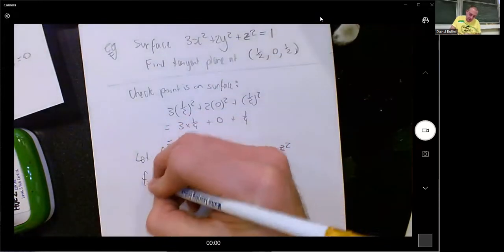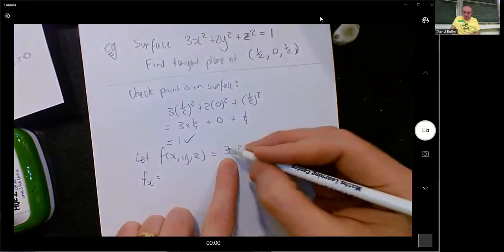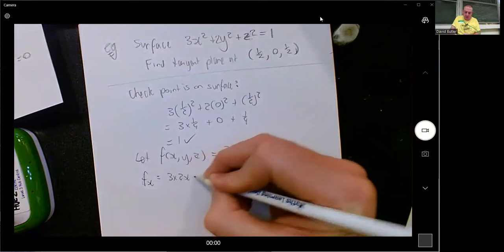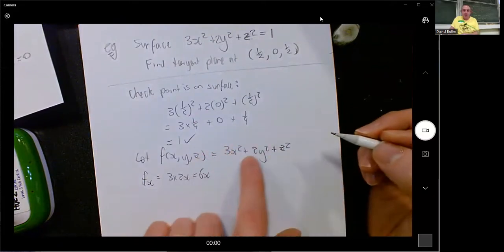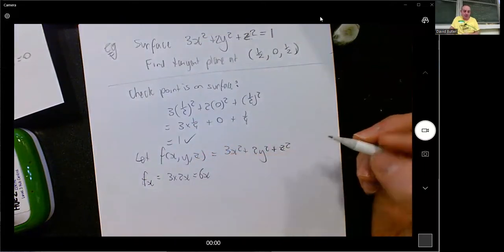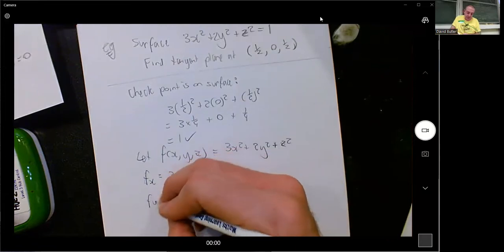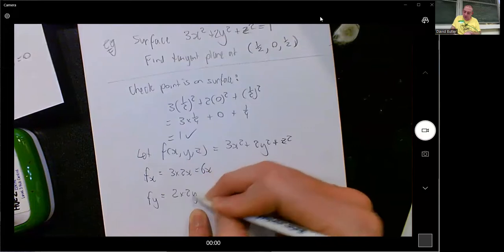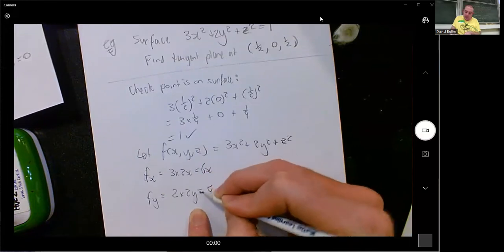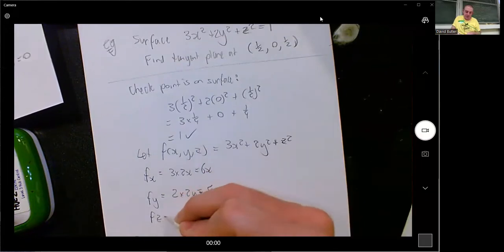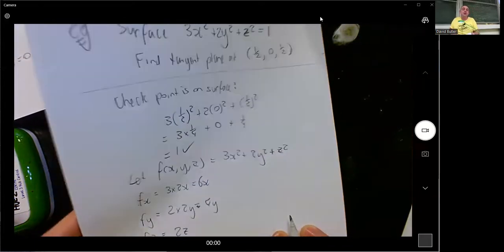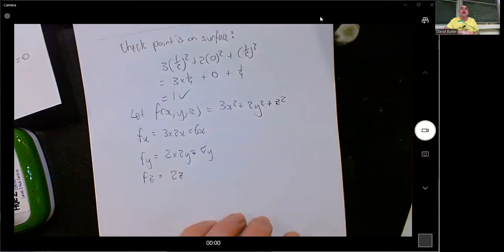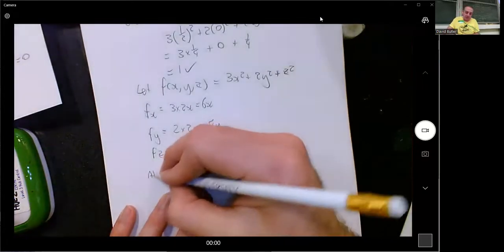So f sub x is 3 times 2x, which is 6x. And there aren't any other x's there. And f sub y is 2 times 2y, which is 4y. And f sub z is 2z. Right, so this was a nice one because I didn't have any of the x's times by the y's or the z's, and so that was fine.